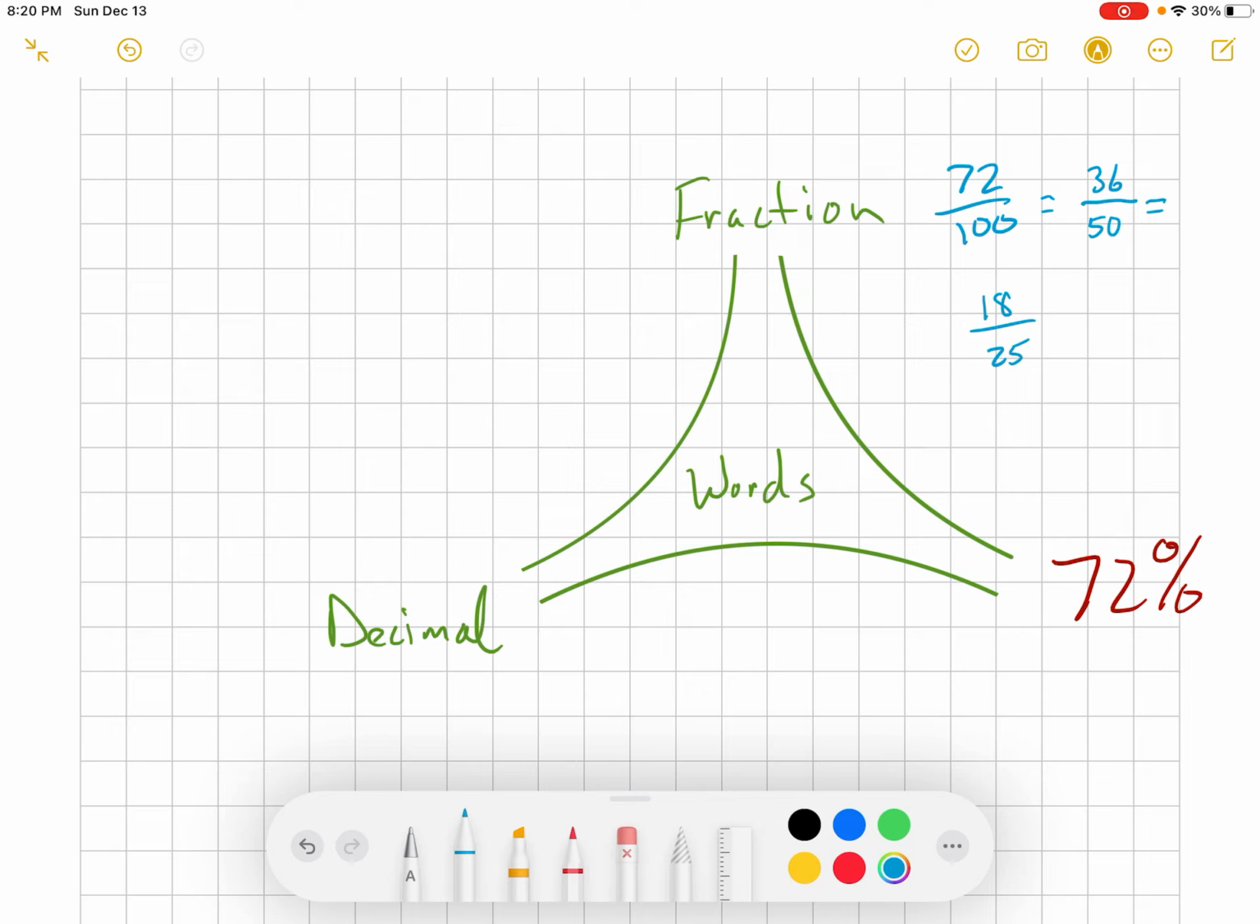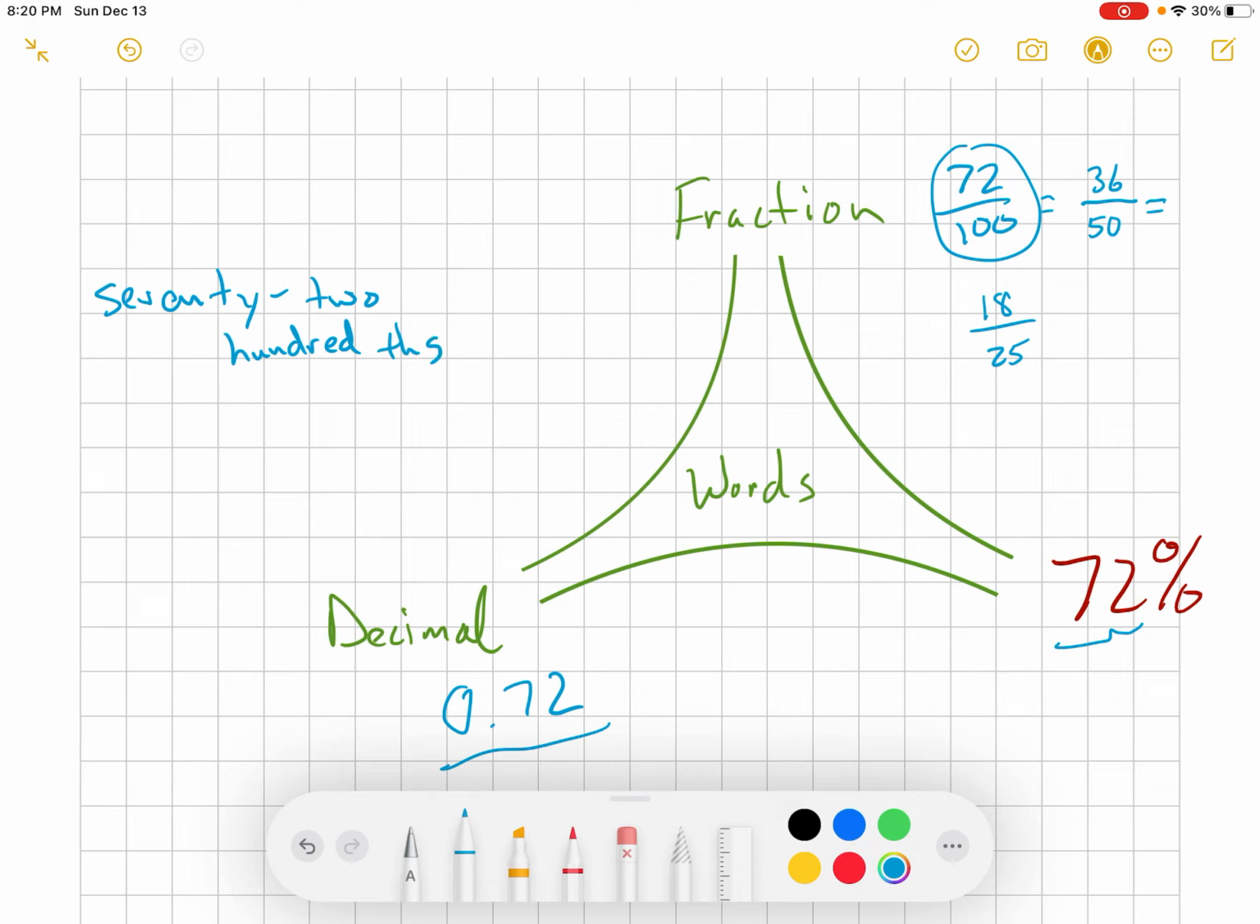The decimal is quite simple. Since it's out of 100, it'd be 0.72, right? That's what we were talking about earlier, right? Moving that decimal place over 2 times. But I could also use that fraction to help me get that decimal. In the words, we could write 72 hundredths, THS, right? THS in that one, okay? You could write it as 7/10 and 2/100, that's fine too, okay?